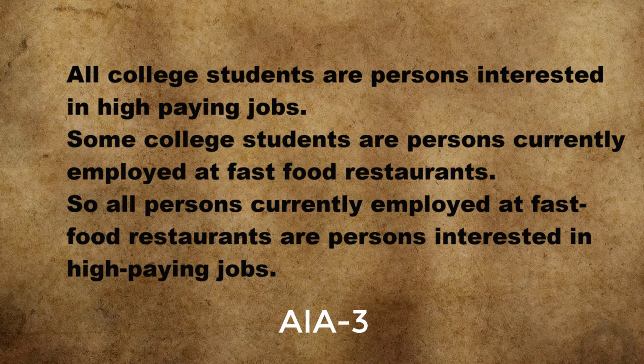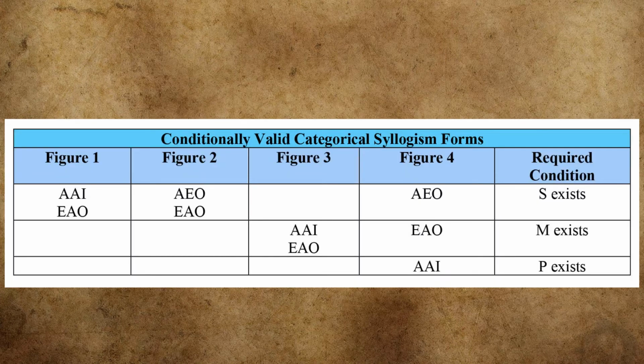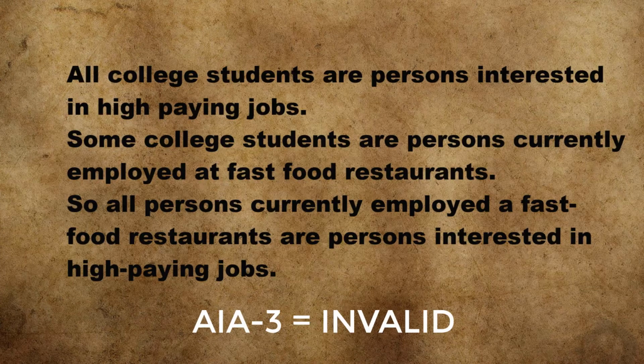Once we have our mood and figure, AIA figure 3, we can then check the two charts. We'll begin with the unconditionally valid chart. If we look under the column for figure 3, we see that AIA is not there. If we then look at the conditionally valid chart, again looking under the column for figure 3, we see that AIA is not there. Since this does not appear on either chart, the syllogism is invalid.